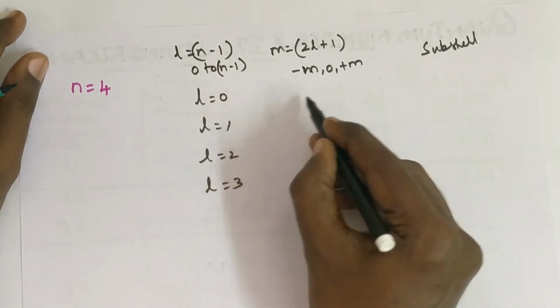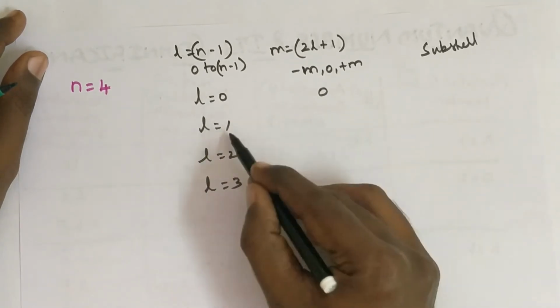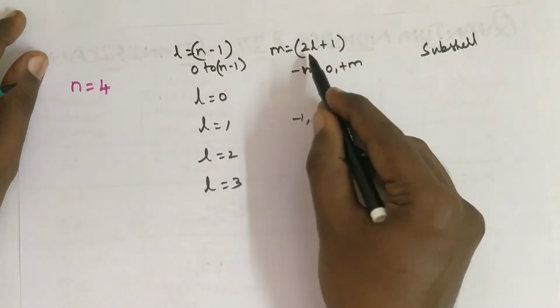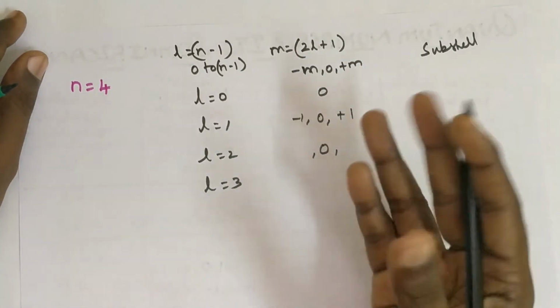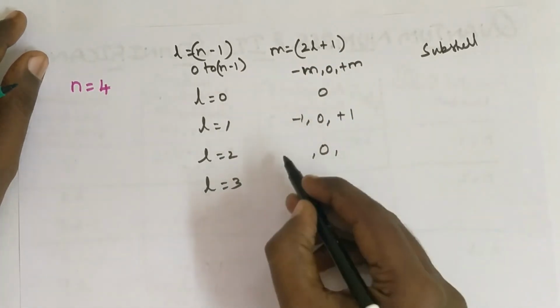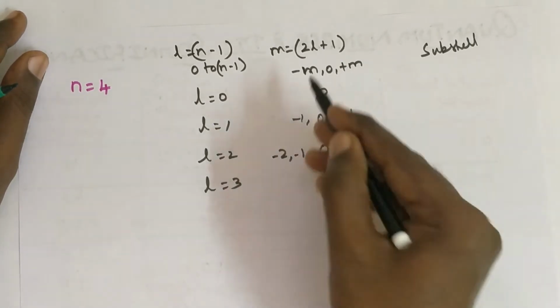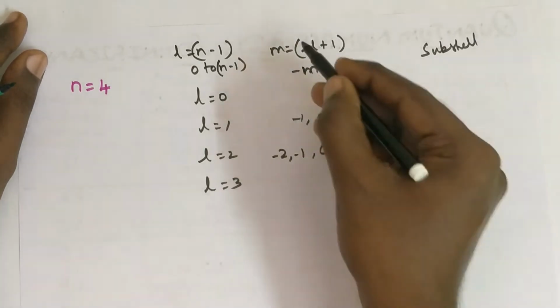So L value 0 means substitute, you get value 0. Already seen, L equal to 1 means you can write it as minus 1, 0, plus 1. L equal to 2, when you substitute here 2, you get 5. 5 means middle one you put 0. Out of 5, 1 is over, balance 4. We can equally divide it as minus 2, minus 1, plus 1, plus 2, because the range is minus 2 to plus 2.